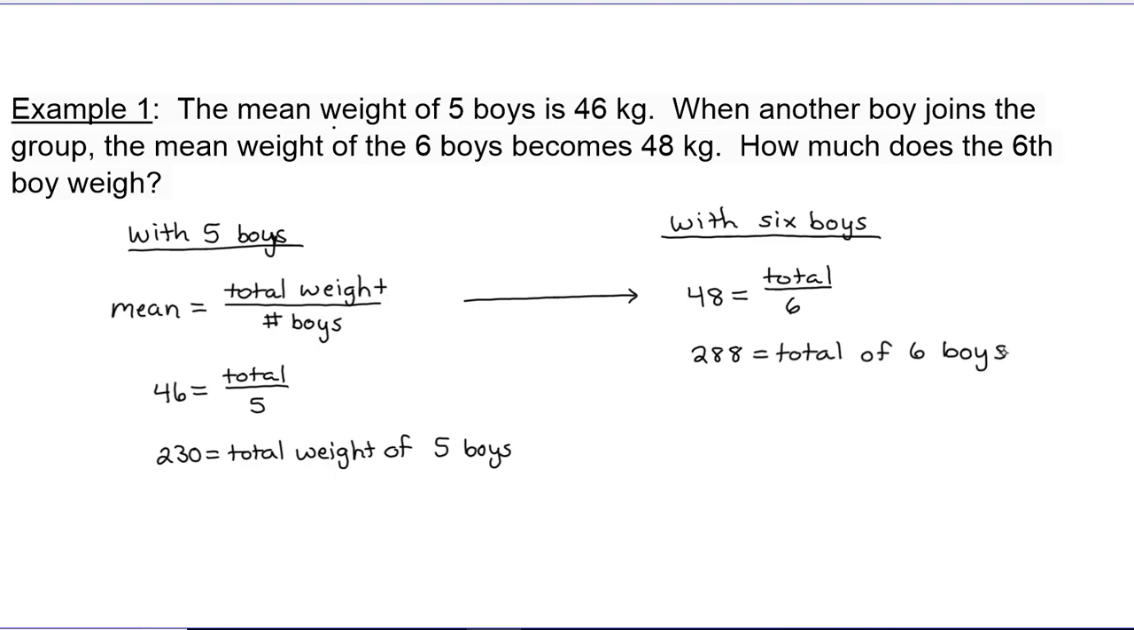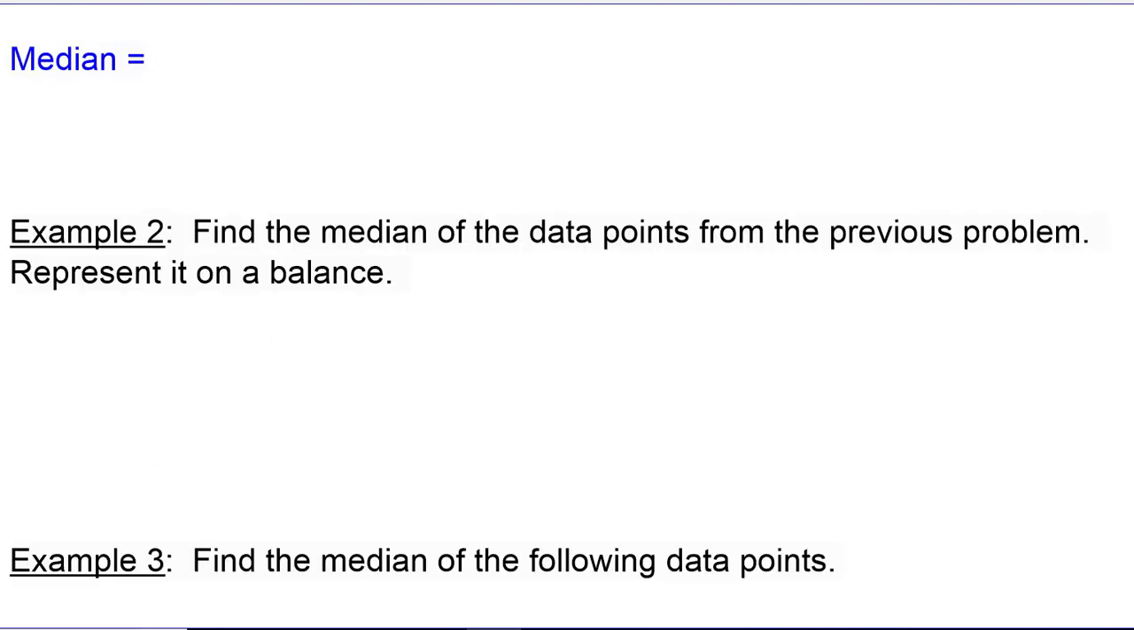So in other words, if I subtract those two things, that'll give me the difference in weight, which would be that 6th boy. So the 6th boy is equal to 288 minus 230, which is 58 kilograms. And so that's a little bit different type of problem, but we're using mean. Okay, so that's the mean. Find the total, divide by how many there are, and that'll give you that typical value that each person would weigh or be. Okay, we're going to shift gears a little bit.